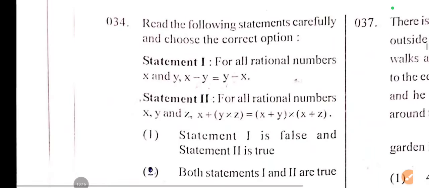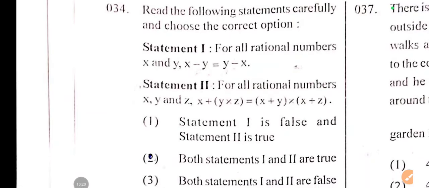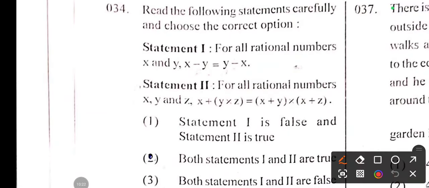Question number 34. Read the following statements carefully and choose the correct option. Statement 1: For all rational numbers x and y, x minus y is equal to y minus x. This is false. Statement 2: For all rational numbers x, y and z, x into (y plus z) is equal to x into y plus x into z. This one is true. So statement 1 is false and statement 2 is true. Option 1 is the correct answer.